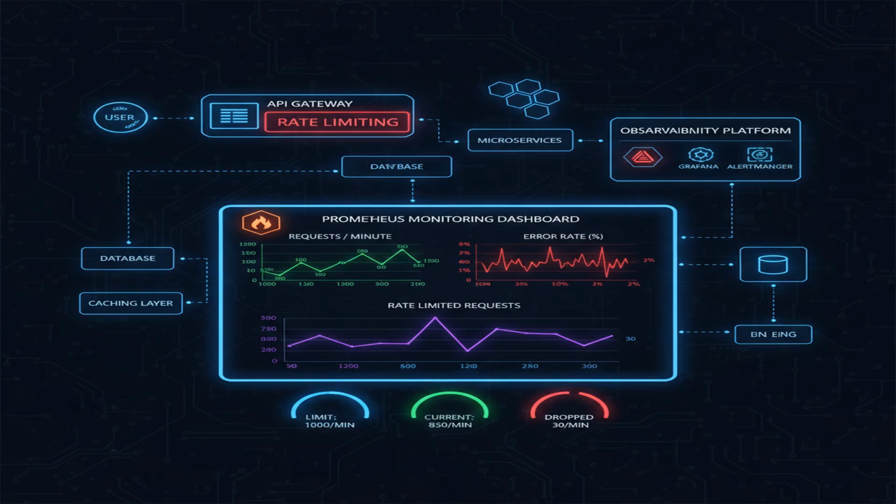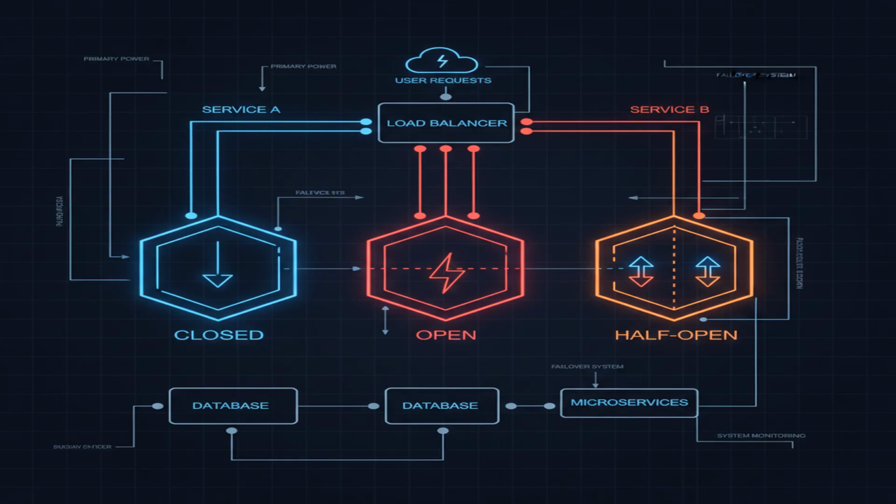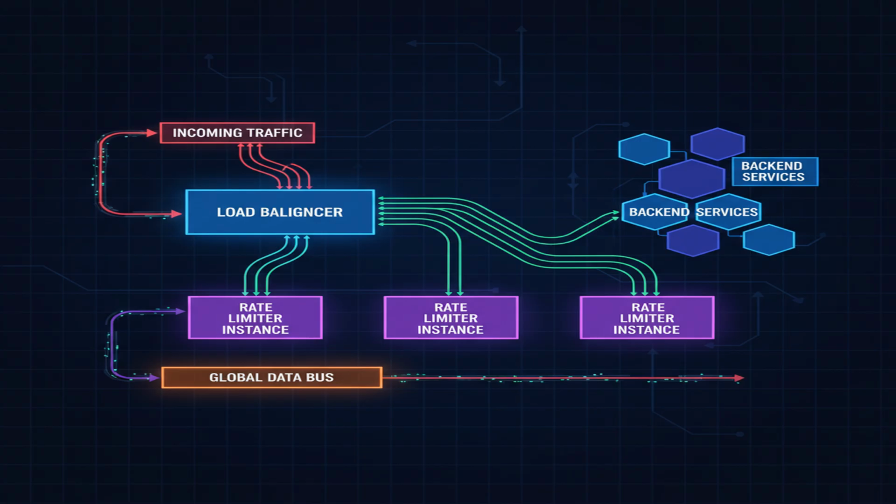To gain insights into our rate limiter's performance, we'll use Prometheus. Prometheus collects metrics like request counts, rejected requests, and response times. If our rate limiter service becomes unavailable, we can implement a circuit breaker pattern. This prevents cascading failures and protects our back-end systems.